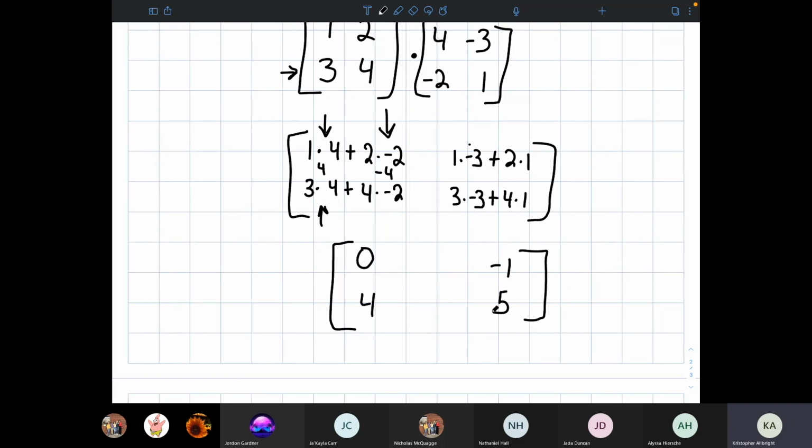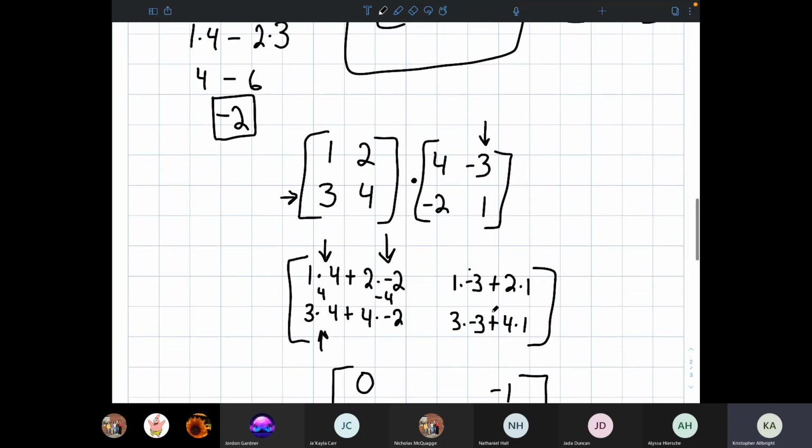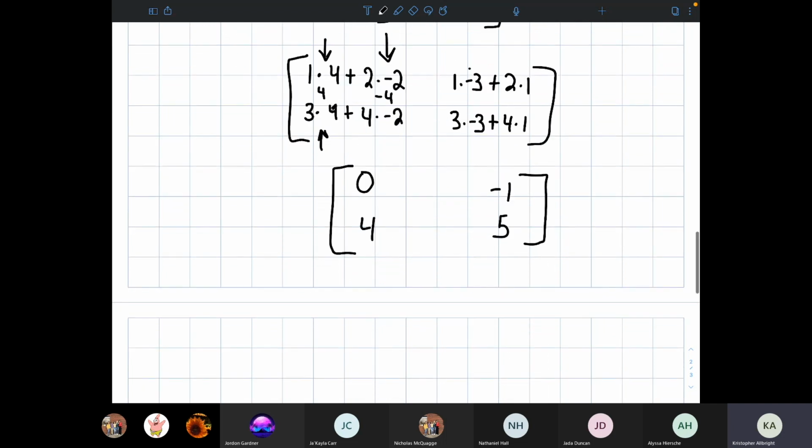Yeah, because which one is it supposed to match? 4, -3, 2, and 1? This is supposed to match this. Well, what this is supposed to look like is this. So maybe we did something wrong. Maybe we just didn't do it quite right. So let's work another example and see.